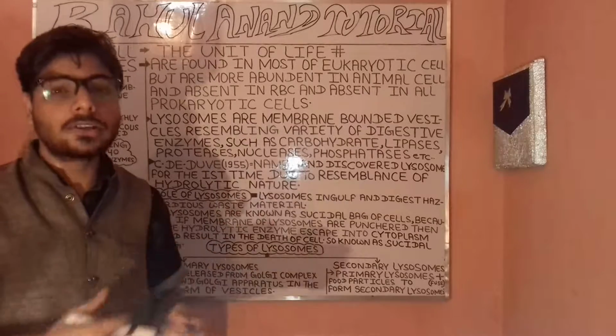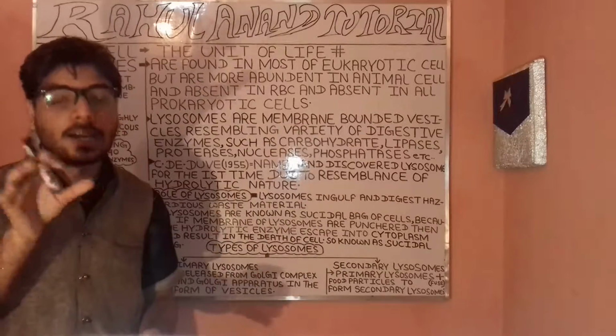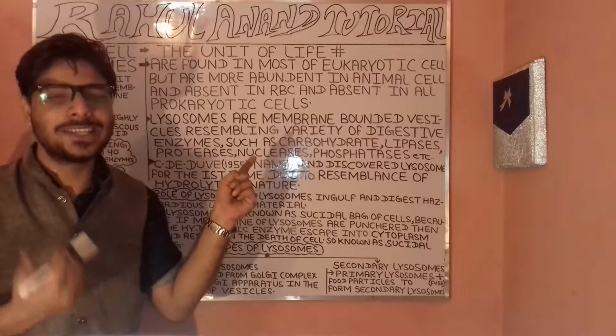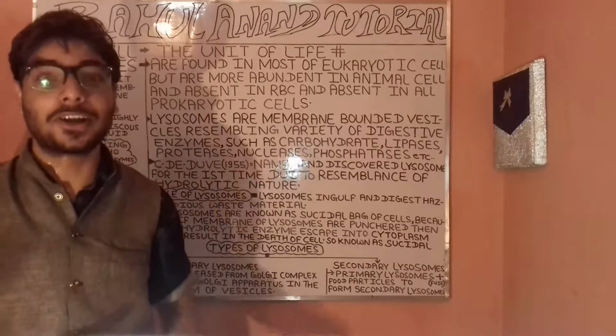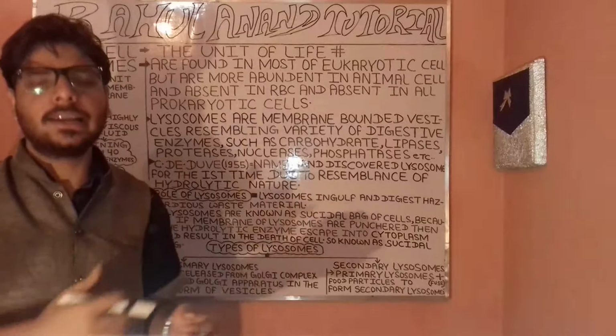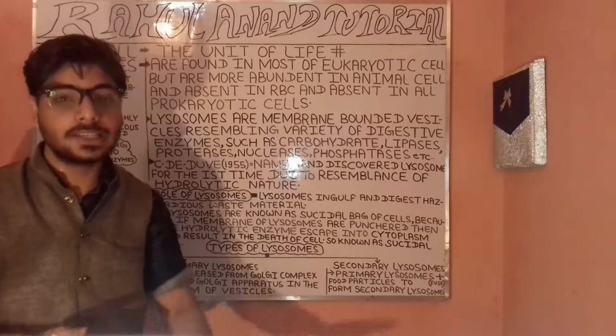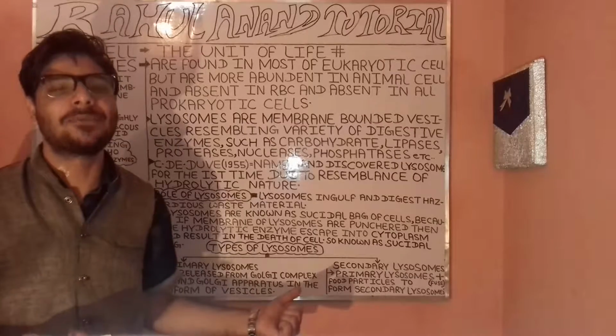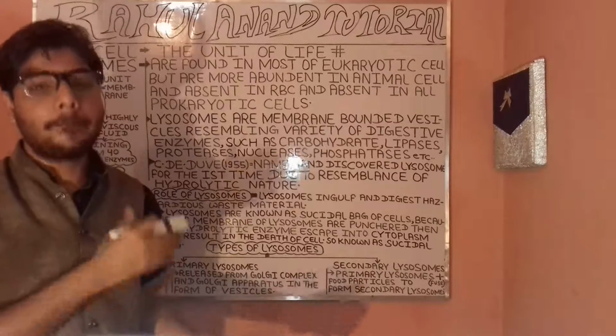Now we are talking about the types of the lysosomes. These are often divided into two broad categories: the primary lysosomes and the secondary lysosomes. When we talk about the primary lysosomes, where do these come from?